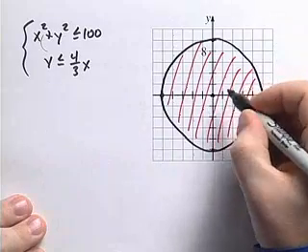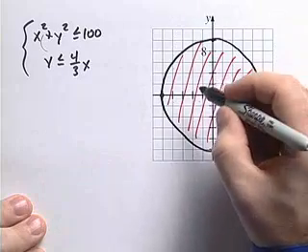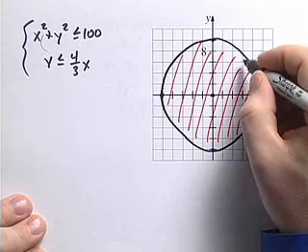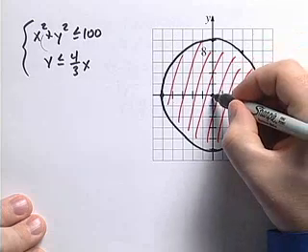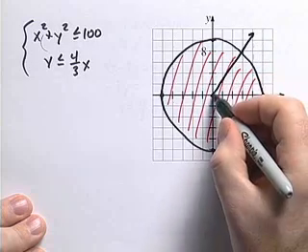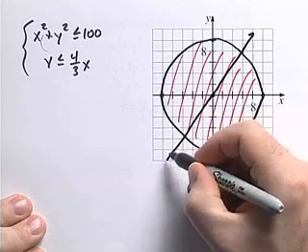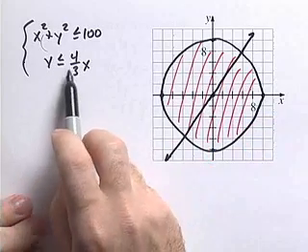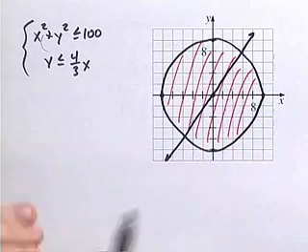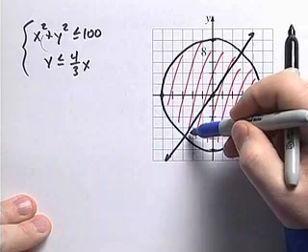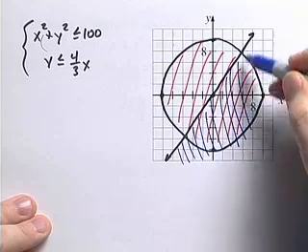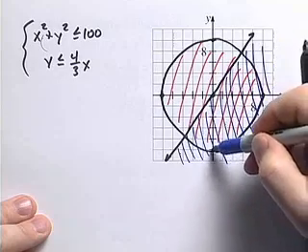When x is 0, y will be 0. When x is 6, y will be 8. We're graphing that line. We want y to be less than or equal to 4/3 x, so we're going to shade below that line, but we also want it to be within our circle to get our final solution set.